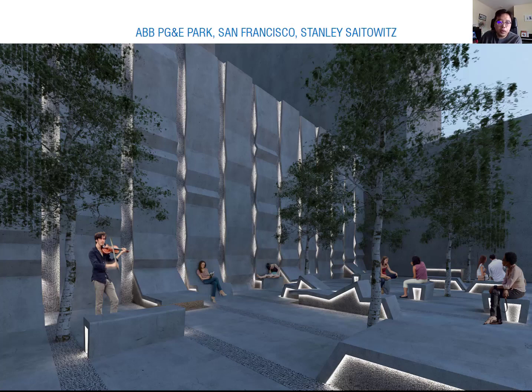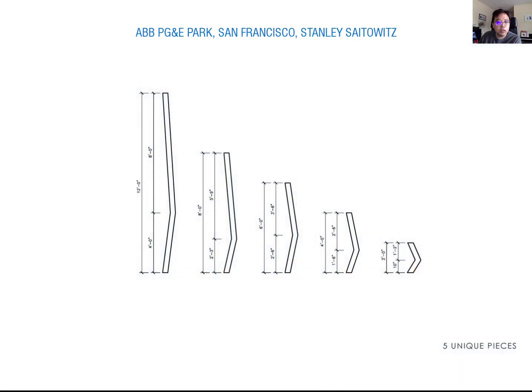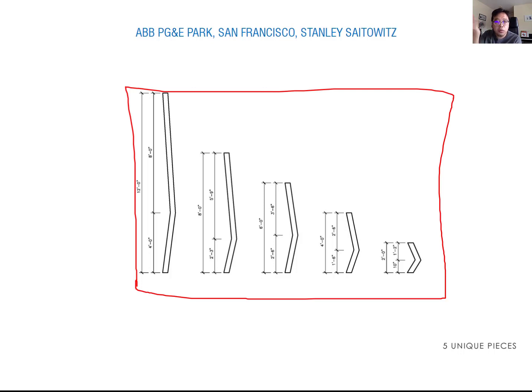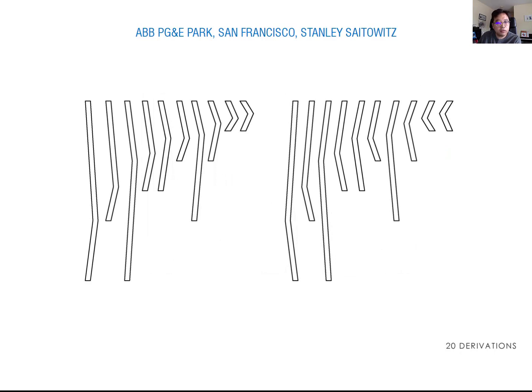To design the urban park, we use precast concrete. We only make 5 unique pieces, okay? So it means we only need 5 molds to create these 5 pieces. But depending on the combination of these 5 pieces, we make 20 different patterns, okay? So depending on the combination of 5 different pieces, option A and B, option A, C, option C and D, we make out 20 different iterations, okay?